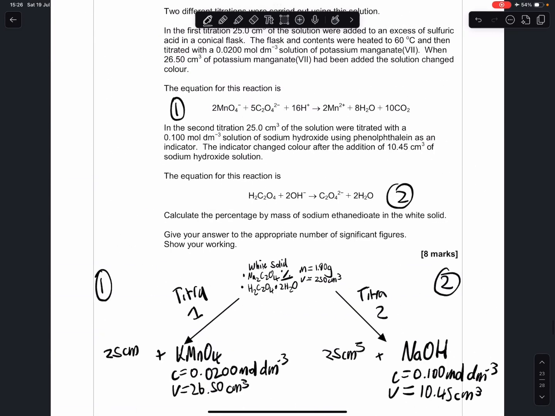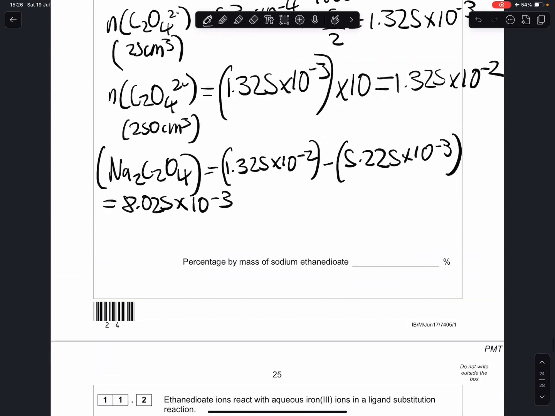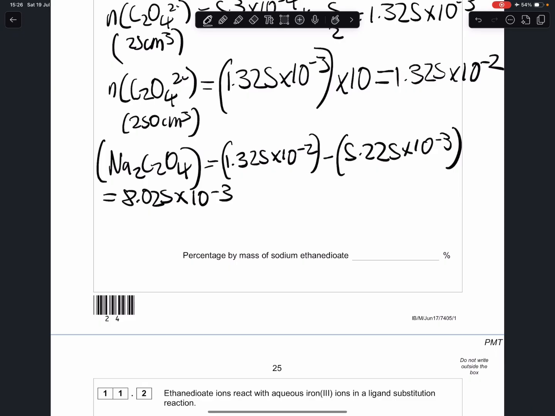But the question wants us to calculate the mass. So we need to find the mass of that. So we need to multiply it by its Mr. Because if we want to find the mass, it's the Mr times the mole. We've got the mole, we want to find the mass, we've got to multiply it by the Mr. And the Mr of Na2C2O4, if you use your periodic table, is 134. So that will give you your answer to be 1.075 grams.